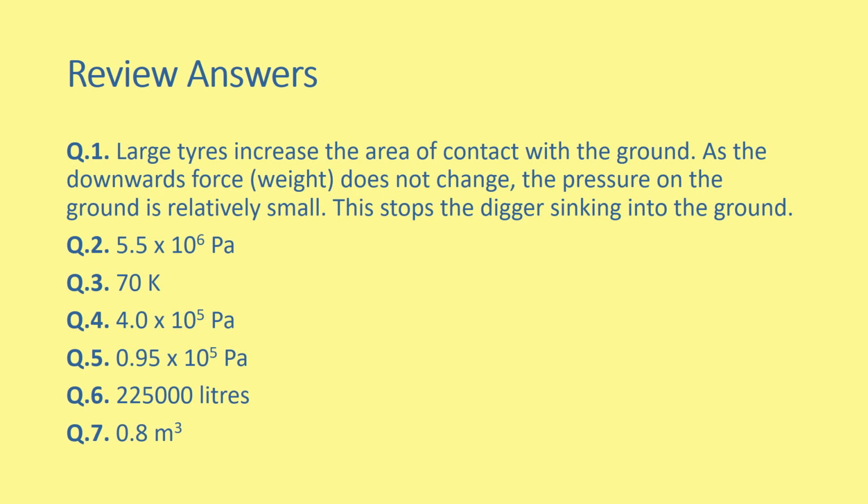In question 6, you should be quoting Charles' law. V1 over T1 equals V2 over T2. Again, the correct substitutions give you the answer shown. There are other ways to display 225000. These will also be acceptable answers.